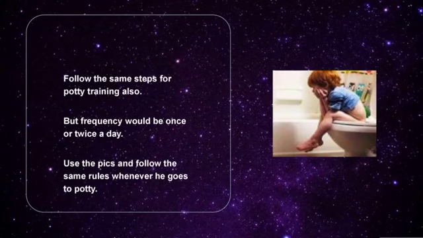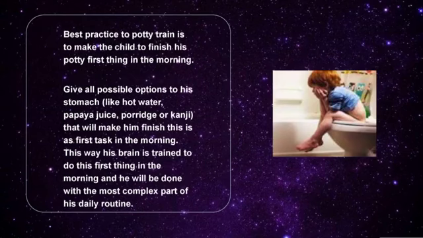Follow the same steps for potty training also, but frequency would be once or twice a day. Use the pic and follow the same rules whenever he goes to potty. So you know at what instances he goes to the potty, like after lunch or after breakfast. You choose those timings and put it on your paper and take him to the restroom before that and say the word accordingly.